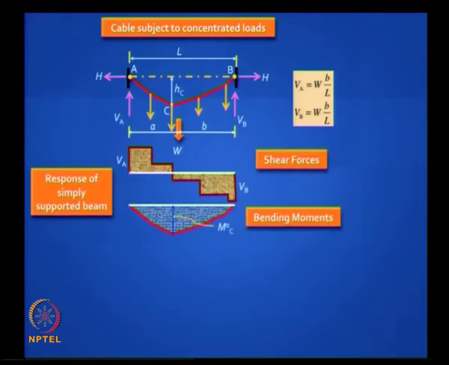Cables are very interesting to analyze. Again, you can compare with a simply supported beam. You get shear forces in the beam, you get bending moments in the cable. The cable will be made up of a series of straight lines if the loads acting are a series of concentrated loads. The vertical reactions are very easy to calculate, as you would in a simply supported beam. Let us say the total load is W and it is located at a distance A from the left end and B from the right end, then VA and VB are very easy to calculate.